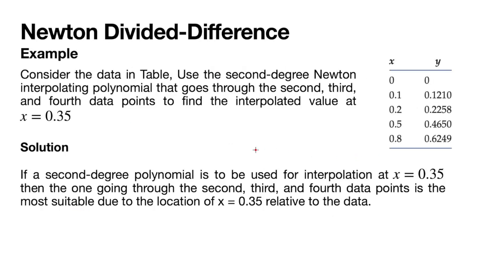We can see an example here, and it will be clear how we can formulate the Newton divided difference table. Consider the data in the table and use the second degree interpolating polynomial that goes through the second, third, and fourth data points. We have to use just the second, third, and fourth data points and use the second order Newton interpolating polynomial, and calculate the value at x equal to 0.35.